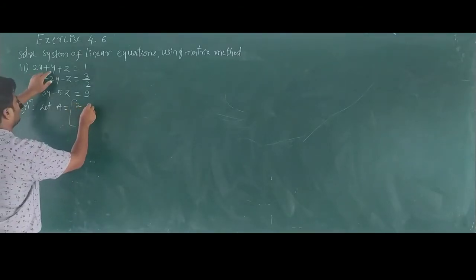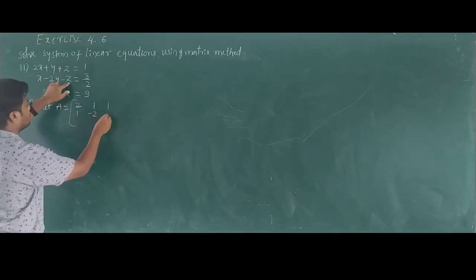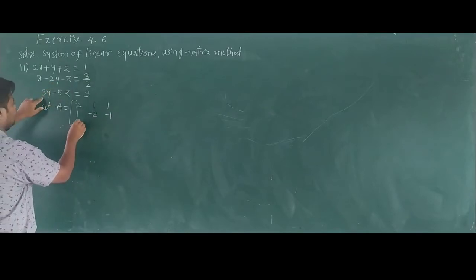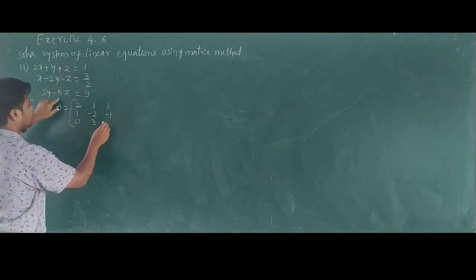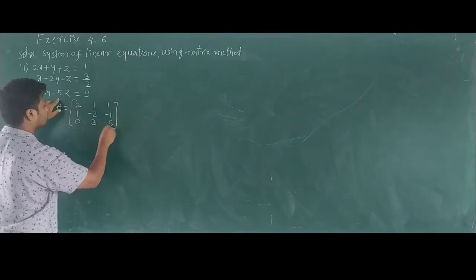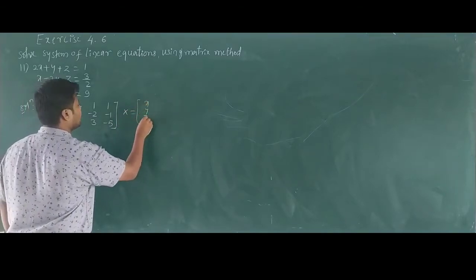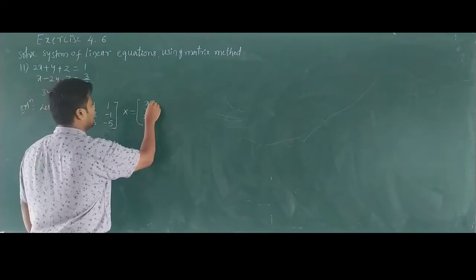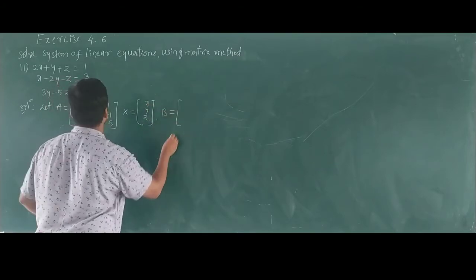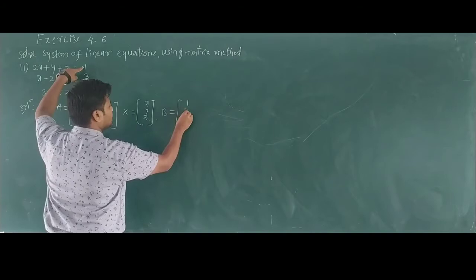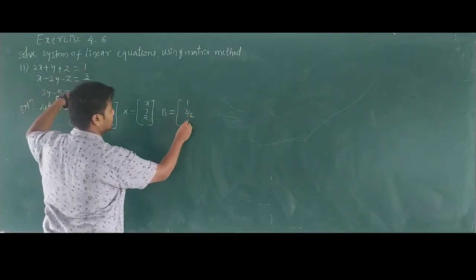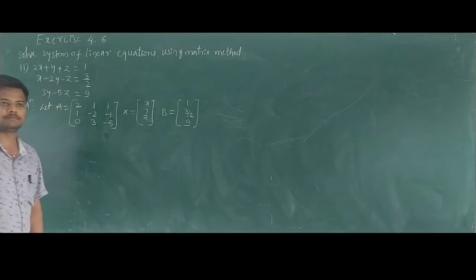Let A equal the coefficient matrix of x, y, z. First equation only 2, 1, 1. Second equation only 1, minus 2, minus 1. X is 0 here, Y 3 there, Z minus 5. Okay, so X equals the 3 variables x, y, and z, and B is the constant terms: 1, 3 by 2 and 9. This is B. Same procedure.